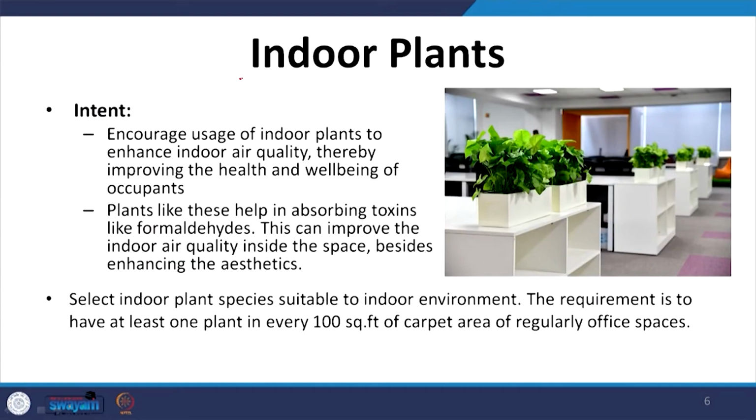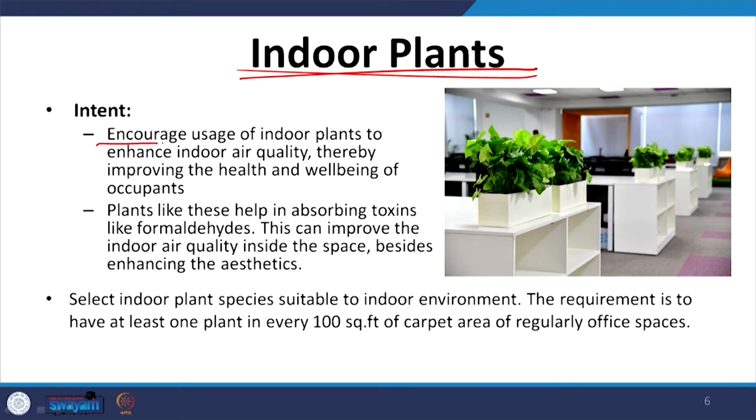The next is incorporation of indoor plants while designing the interiors. So, first intent which we have already covered in yesterday's lecture is to ensure that the occupants have connectivity with the outdoors. We will go in detail in today's lecture, but besides providing connectivity through the windows to the outdoor views, the indoors also have to be made vibrant and colorful, especially with the help of indoor plants, because they help in improving the health and well-being of occupants, which has been substantially researched.